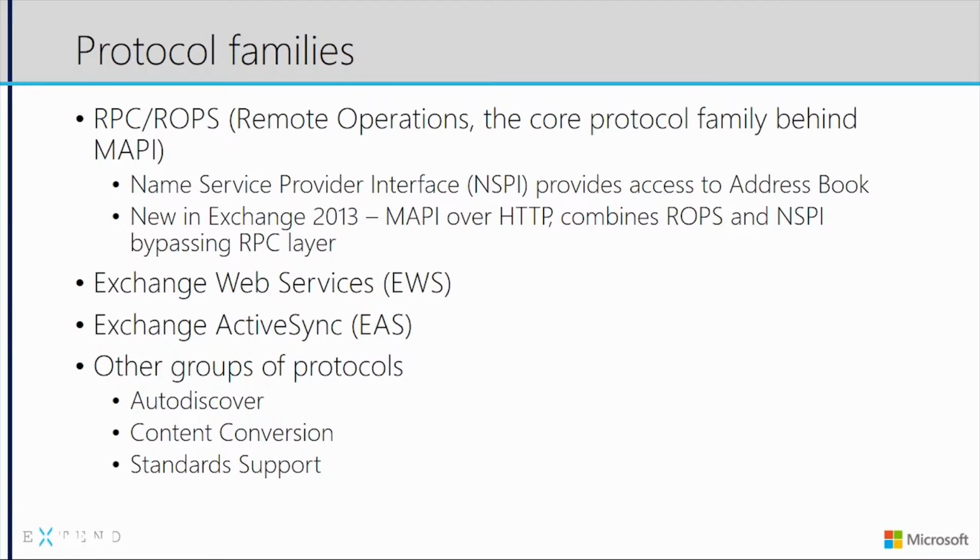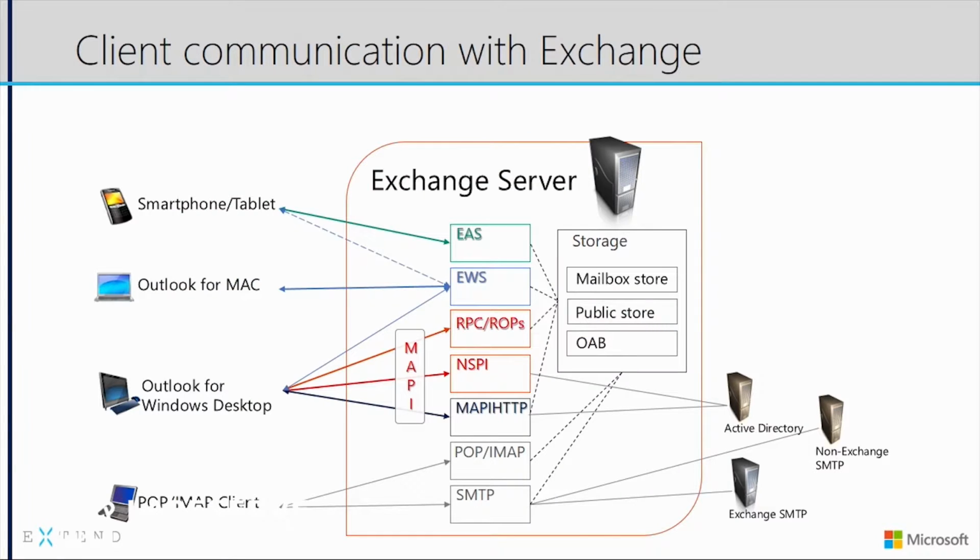And there are other groups of protocols as well. I'm not covering them in this talk in detail. Here's how it works on the storage side. There's one single storage on the Exchange server, and you can access it through different protocols. For MAPI, we now have MAPI HTTP, which is a way to access the same data without using RPC transport. But the important thing I want to stress is that it doesn't matter through which protocol you're coming, you're getting to the same data.